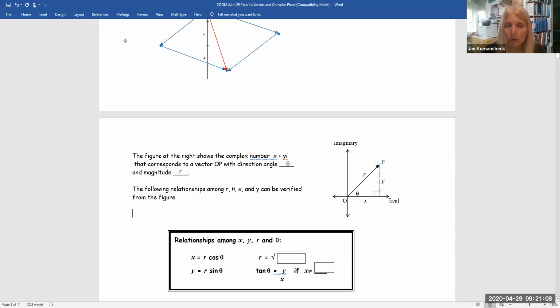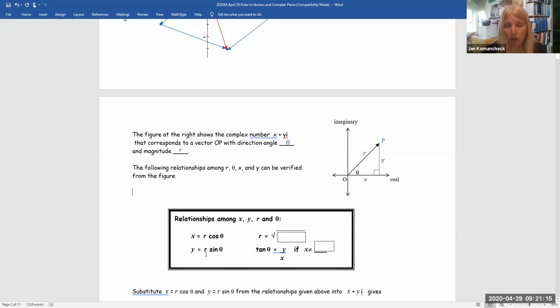Did you know that x is R cosine theta? I think you've seen that before. The cosine of theta is x over R. So by cross multiplying, I get x is equal to R cosine theta, which is exactly what we did when we were working on polar form. I have y is equal to R sine theta, from polar form or from trig form, y over R, I just multiply both sides by R.